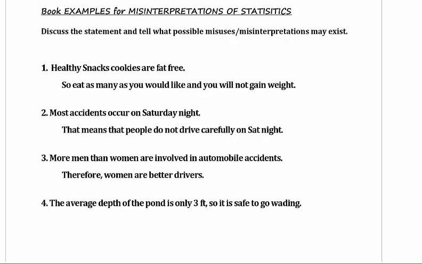Number 4, we're definitely going to visit this one in this chapter. The average depth of a pond is only 3 feet, so it's safe to go wading. That's super misleading. You have no idea how uniform that average is. There could be one huge hole in the middle, and then it's super shallow everywhere else. So you can't just use an average when you're talking about the depth of something to know if it's okay to go wading if you can't swim. Again, you're going to make some mistakes in this. This section is a pretty quick section for you to do, but make sure you do review it come test time.